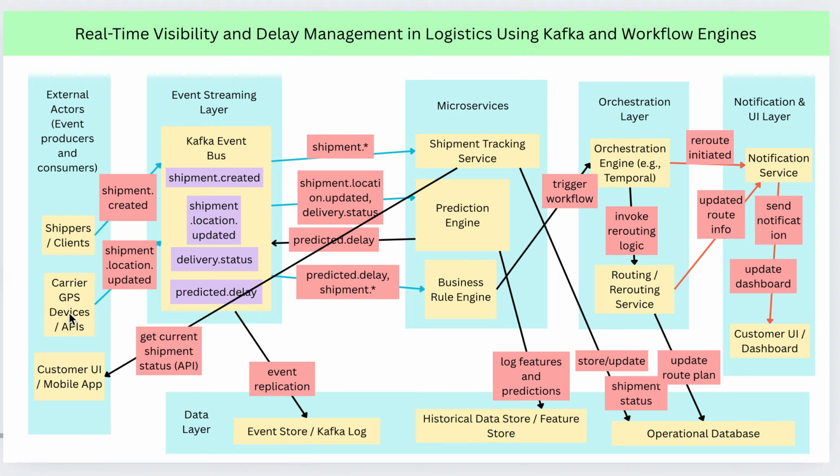Next, we have carrier GPS devices or APIs. These stream location updates in real time. As a truck moves, it emits shipment.location.updated events containing timestamp, latitude, longitude, and shipment ID. These updates are also sent to Kafka.